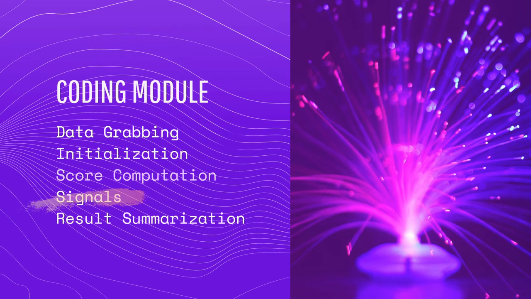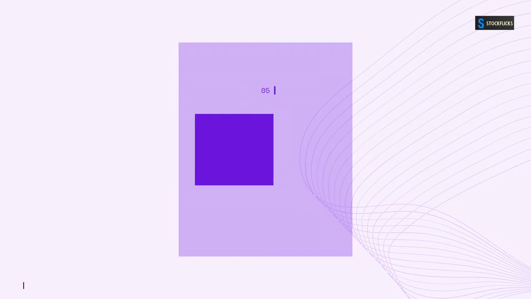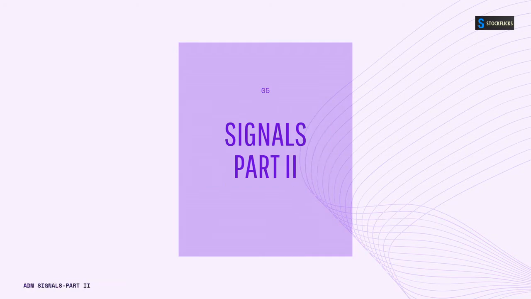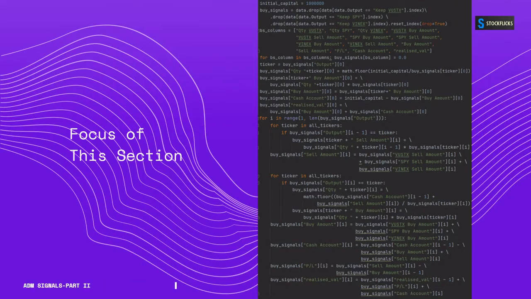We are already halfway through the coding module of the whole accelerating dual momentum strategy. In this part, we will continue to talk about signals. Here is the code we are going to explain in this video. You may want to pause and get the code ready first.